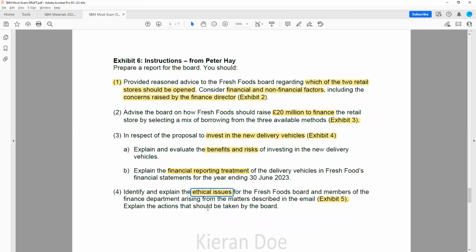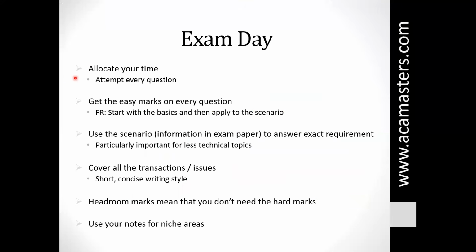So actually it probably still is relatively easy marks, and it's worth 8 marks, which is quite a lot when you only need 50 to pass. It's going to give you 16% of the marks you need to pass the exam if you get it spot on, which isn't too hard to do. So you need to allocate your time so that you get to attempt each part of the question. And as I've said, that will enable you to get the easy marks on each question.